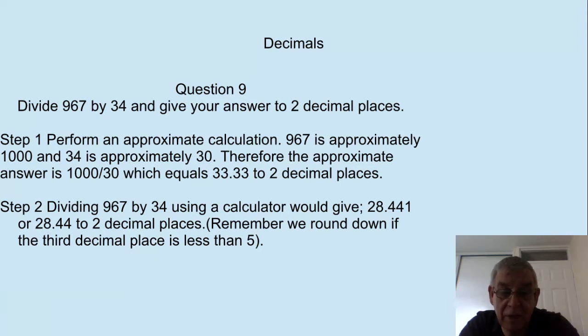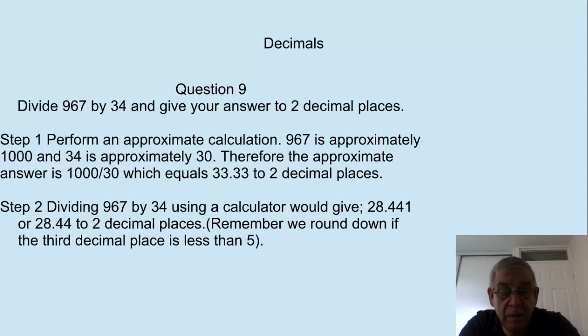And you can check it in the calculator and you will find that this equals 33.33 recurring. So to 2 decimal places, the answer would be 33.33 because the third decimal place is also a 3. So if we're having the answer correct to 2 decimal places, then the second decimal place will remain the same.